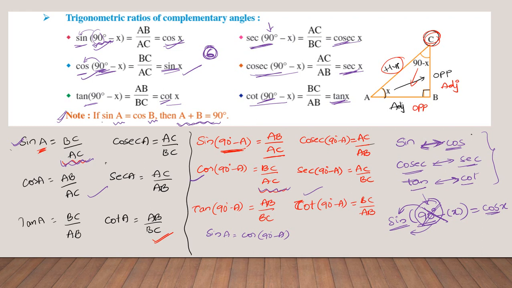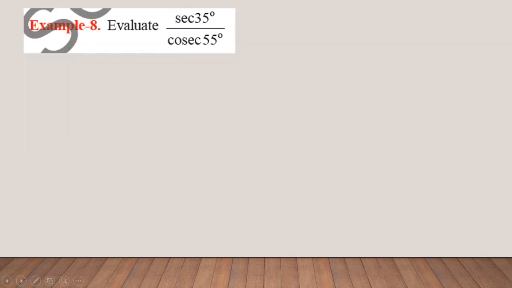Okay, now let us get into the problems. So problem number 1. I hope you have understood the concept, right? So evaluate secant 35 by cosecant 55. Secant 35 by cosecant 55.